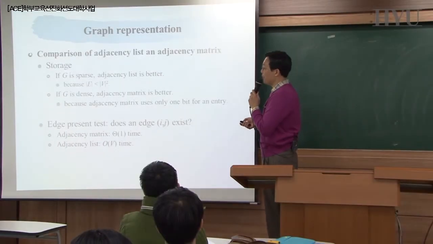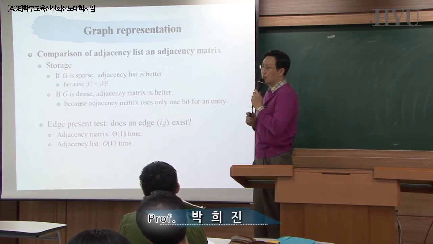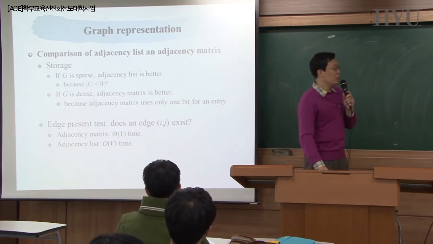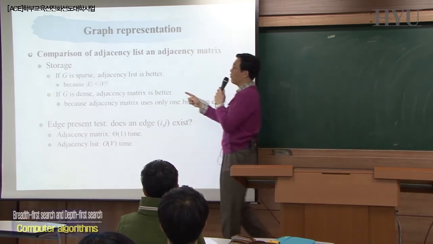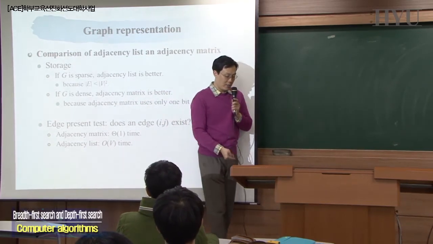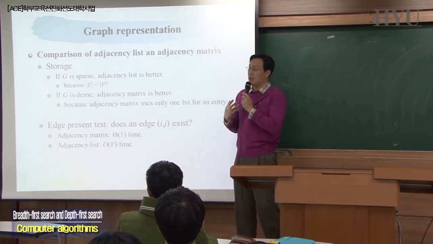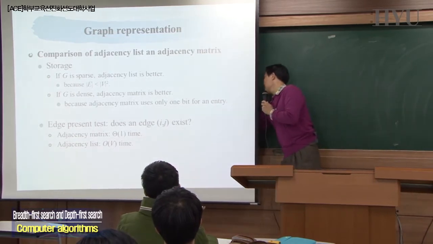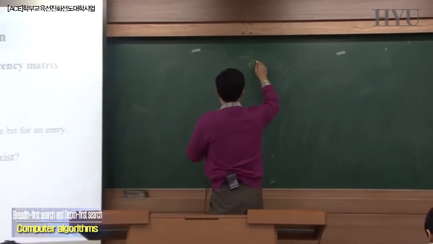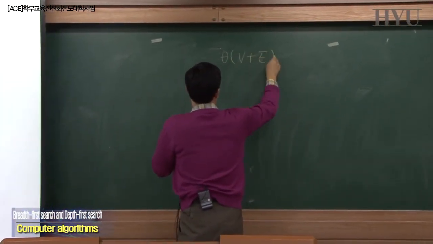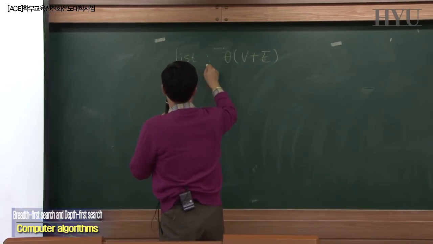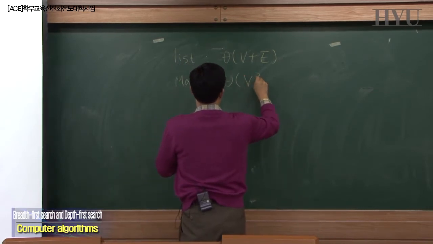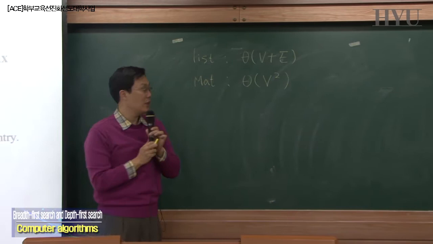Now let's compare them. First, let's compare their space consumption. There are two cases. When the graph is sparse, it means there are only a few edges. So we know that the adjacency list is theta of V plus E, and the matrix is theta of V squared.